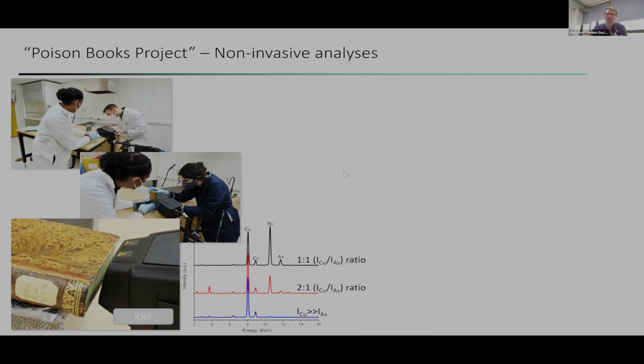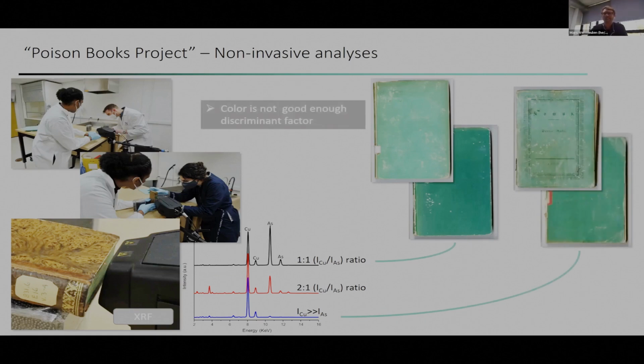So that allowed us to create first some groupings that could indicate what type of ink was used. And hopefully using the color of those books, we were hoping to do a first assessment. However, when we looked at the color of the books associated with different ratios, we saw that the color is not a good enough discriminant factor to figure out if we have indeed a copper and arsenic containing book or not.